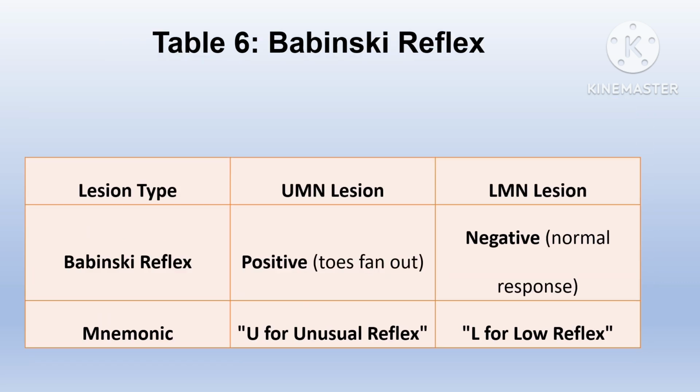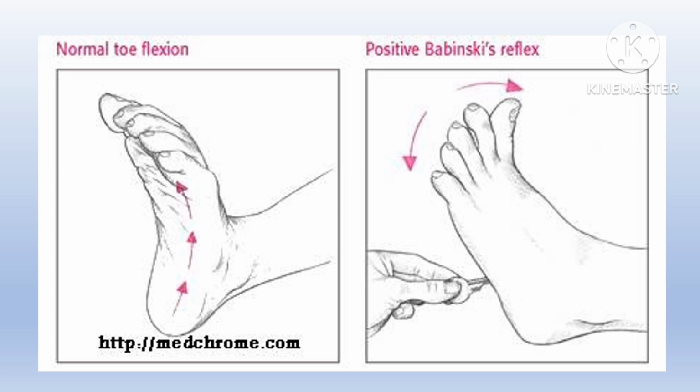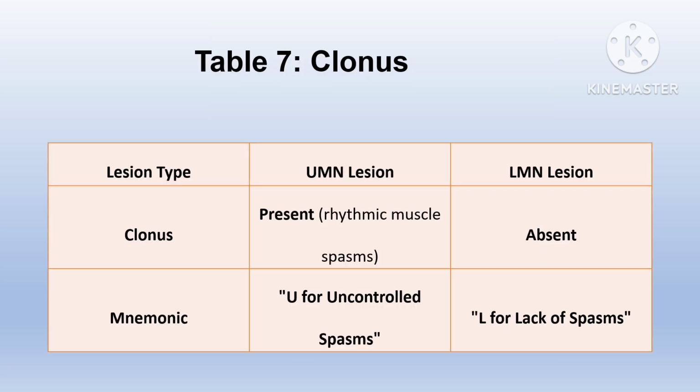In case of upper motor neuron lesions, the Babinski sign is positive, where the toes fan out in response to stimulation, indicating upper motor neuron dysfunction. In case of lower motor neuron lesions, the Babinski sign is usually absent or normal, as these neurons do not affect the response. Clonus is defined as the rhythmic contractions due to overactive reflexes in case of upper motor neurons, and it is absent in case of lower motor neurons because these are not involved in overactivity of reflex arcs.